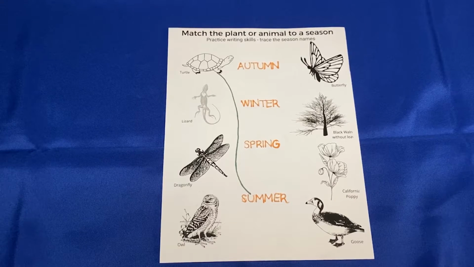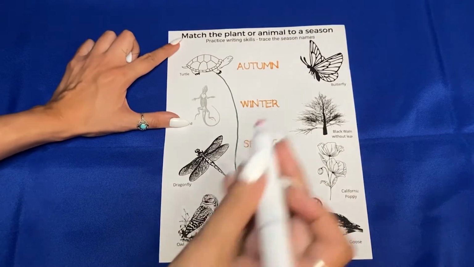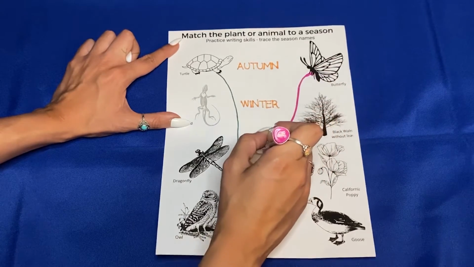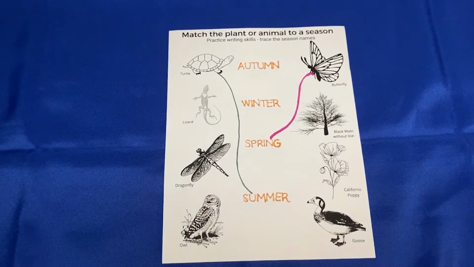Now let's move on to the butterflies. What season do we normally see butterflies in? That's right, spring. We mostly see them in the warmer seasons. Butterflies love the warm weather. They love to come out during this time and pollinate flowers.